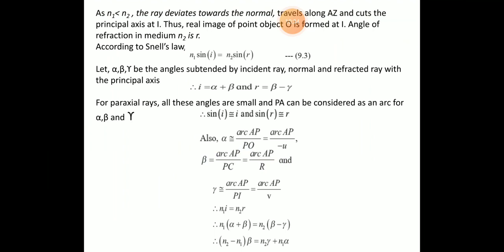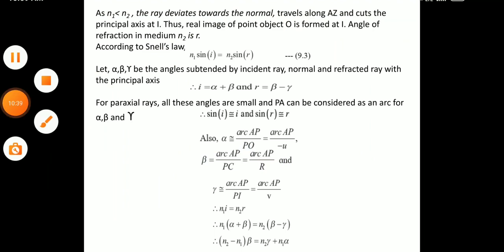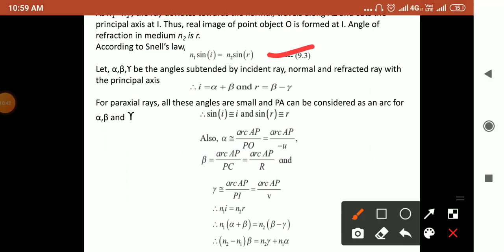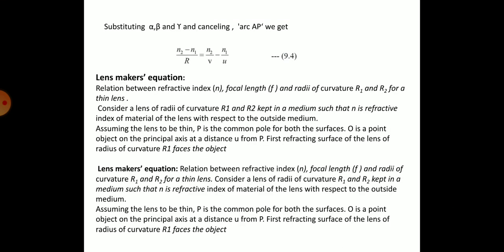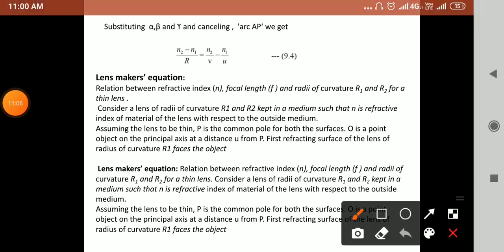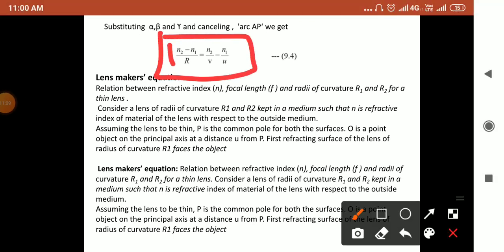Here you can note down these equations. N1 sin I equal to N2 sin R, then I is equal to alpha plus beta and R equal to beta minus gamma. Then further equation is here, so we get (N2 minus N1) beta equal to N2 gamma plus N1 alpha, that you can write down in terms of equation, that is (N2 minus N1) upon R equal to N2 upon V minus N1 upon U.